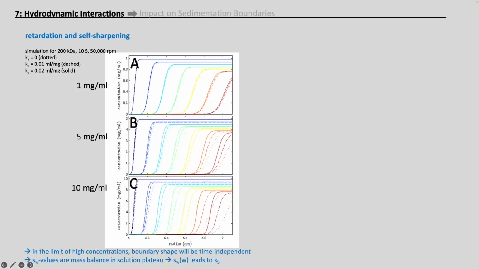Because sedimentation boundaries exhibit concentration gradients, not all molecules will experience the same non-ideality, since they are in different solution volumes with different local concentrations. How does this impact the sedimentation boundary shape? To demonstrate this, I have simulated non-ideal sedimentation, and these are the boundary profiles at different points in time. They are for ideal sedimentation in the dotted line, and for non-ideality approximately like BSA, shown by the dashed lines, and then with twice the non-ideality coefficient, that's the solid lines.